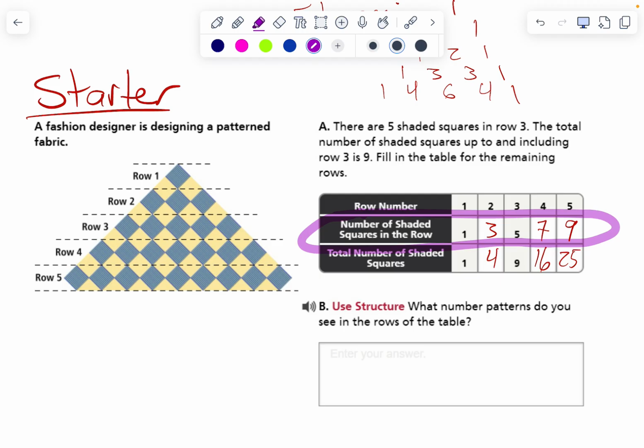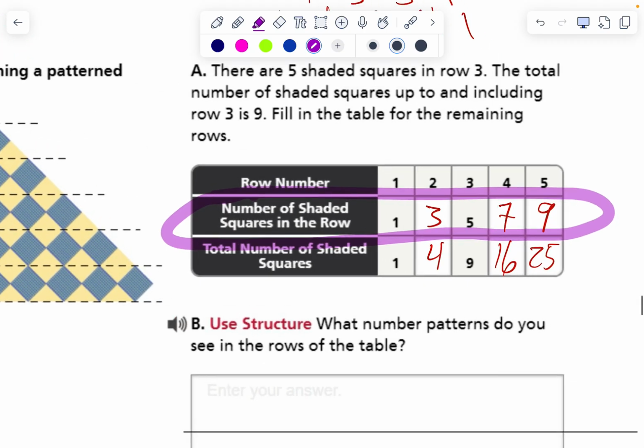If we're adding 2 every time, what kind of relationship is that? Raise your hand on this. If we're always adding the same number, so linear function. It's a linear relationship, right? So every time in the row number we add 1.